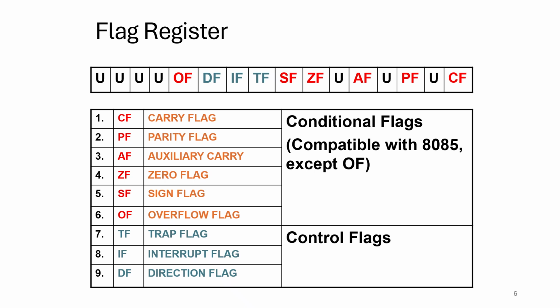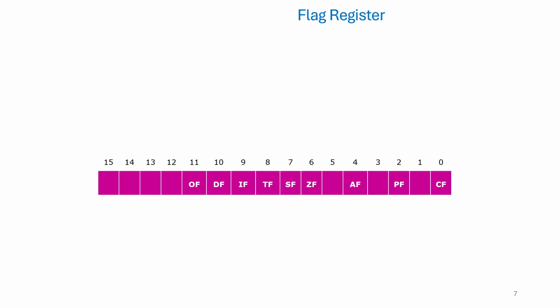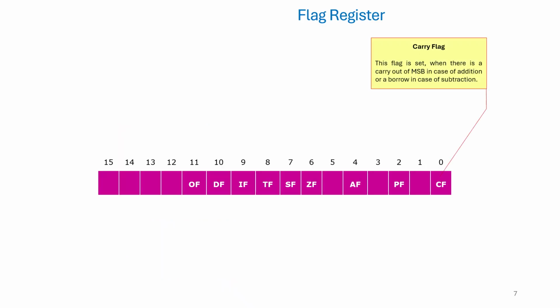Now we can look at the operation of each and every flag separately. The first one is the carry flag. This flag will be set when there is a carry out, that is, an extra bit coming out of the MSB. In the case of an 8-bit operation, if there is an extra bit coming out from the 8th bit, then the carry flag will be set. Set means it will become 1. Otherwise it remains 0.